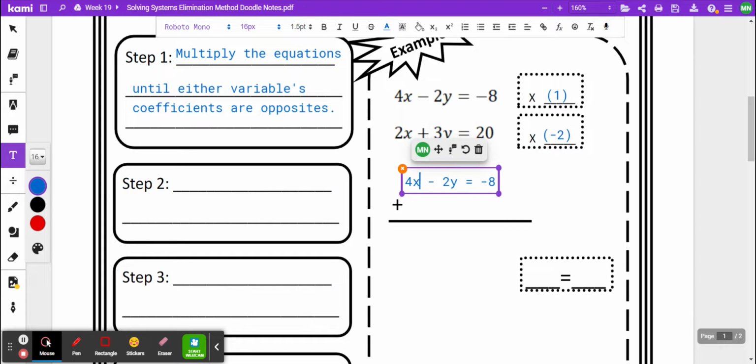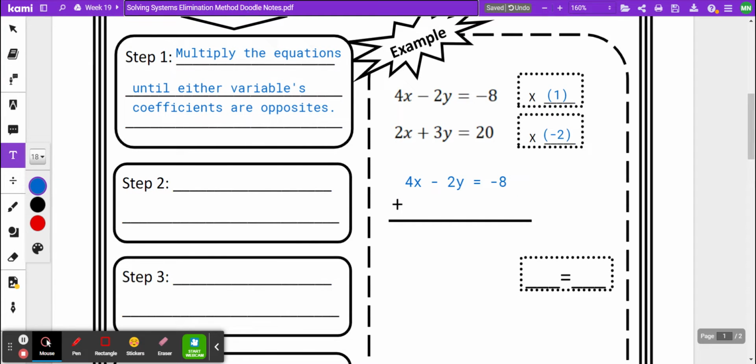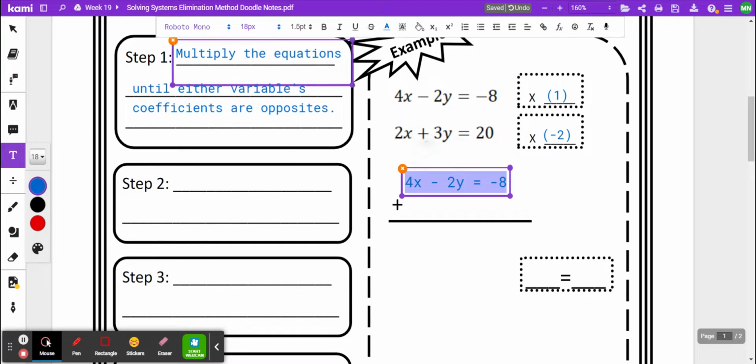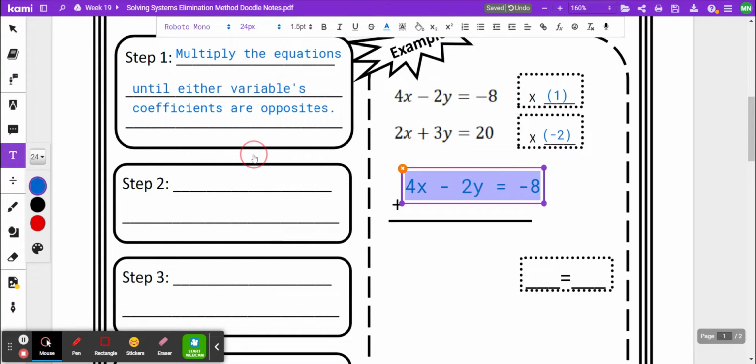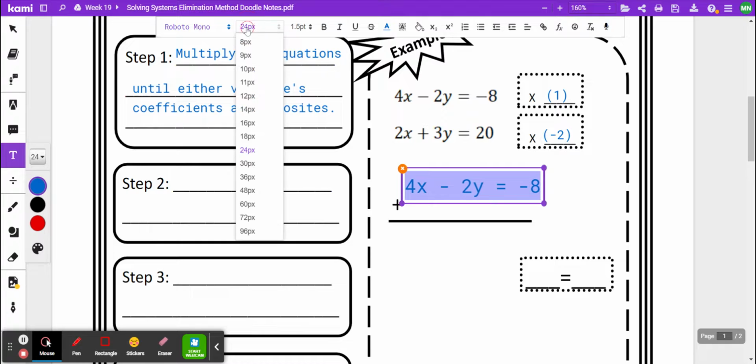Maybe a perfectionist. I'm going to make this a little bit bigger. That's good. No, it's too big. It's too big. We'll do 18.